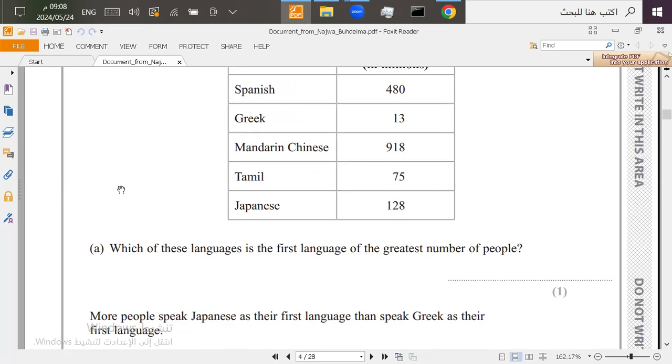So let's write it like this. We already know that Tamil is 75. So we need the Bengali people.